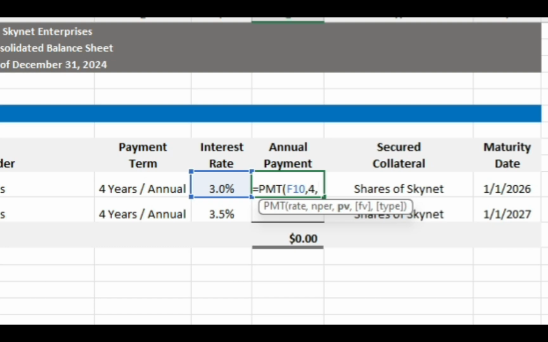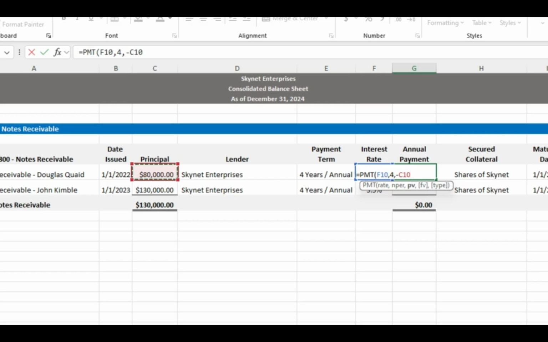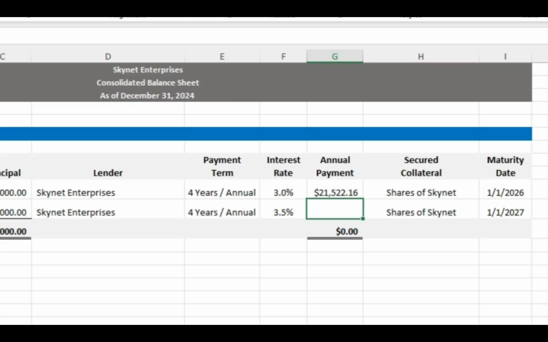And then I need to put in the present value. What is the present value of the loan? Now, in order for this to work properly, I need to put a negative in front of the promissory note. And then our next line item is what's the future value? Since we're expecting this loan to be fully paid off, it's 0. So I'm going to close this. Got my formula. Based upon the terms and using that payment function, I now know Douglas Quaid's annual payment, which is principal and interest, is $21,522.16 to pay off this loan in 4 years. And we'll prove that out in a second.